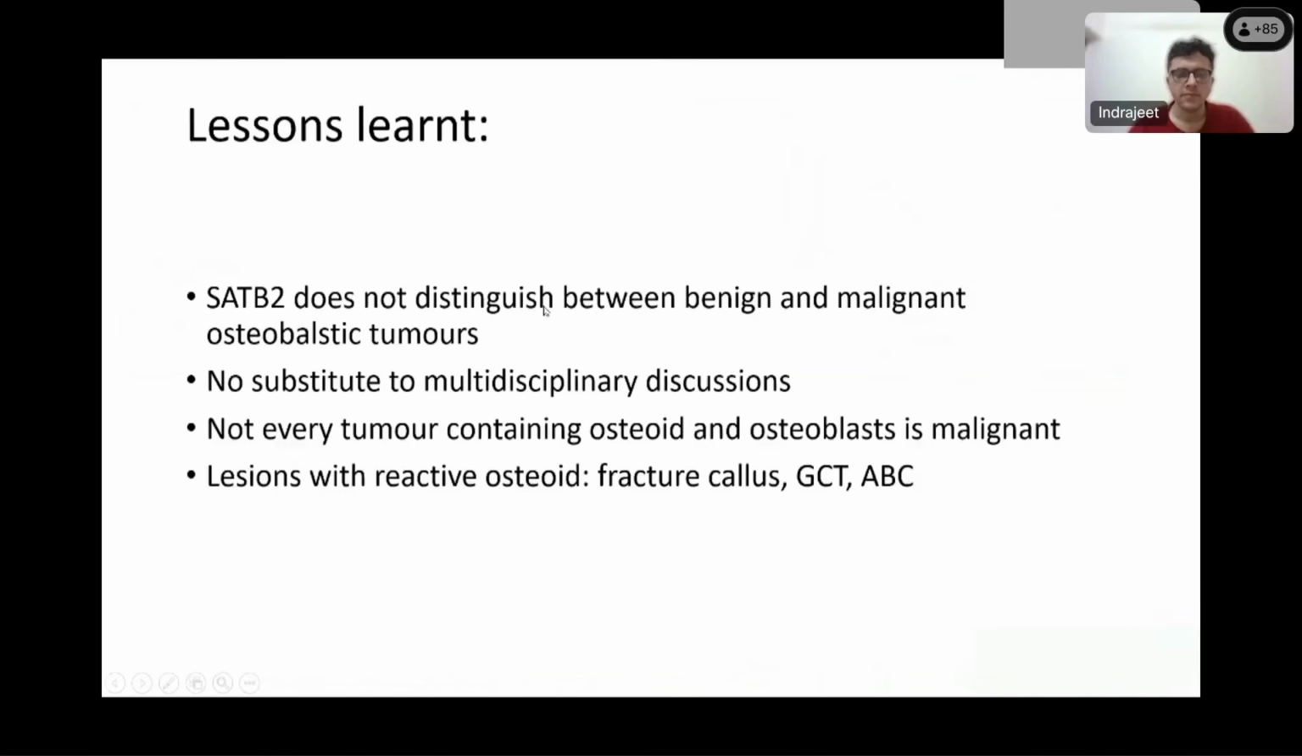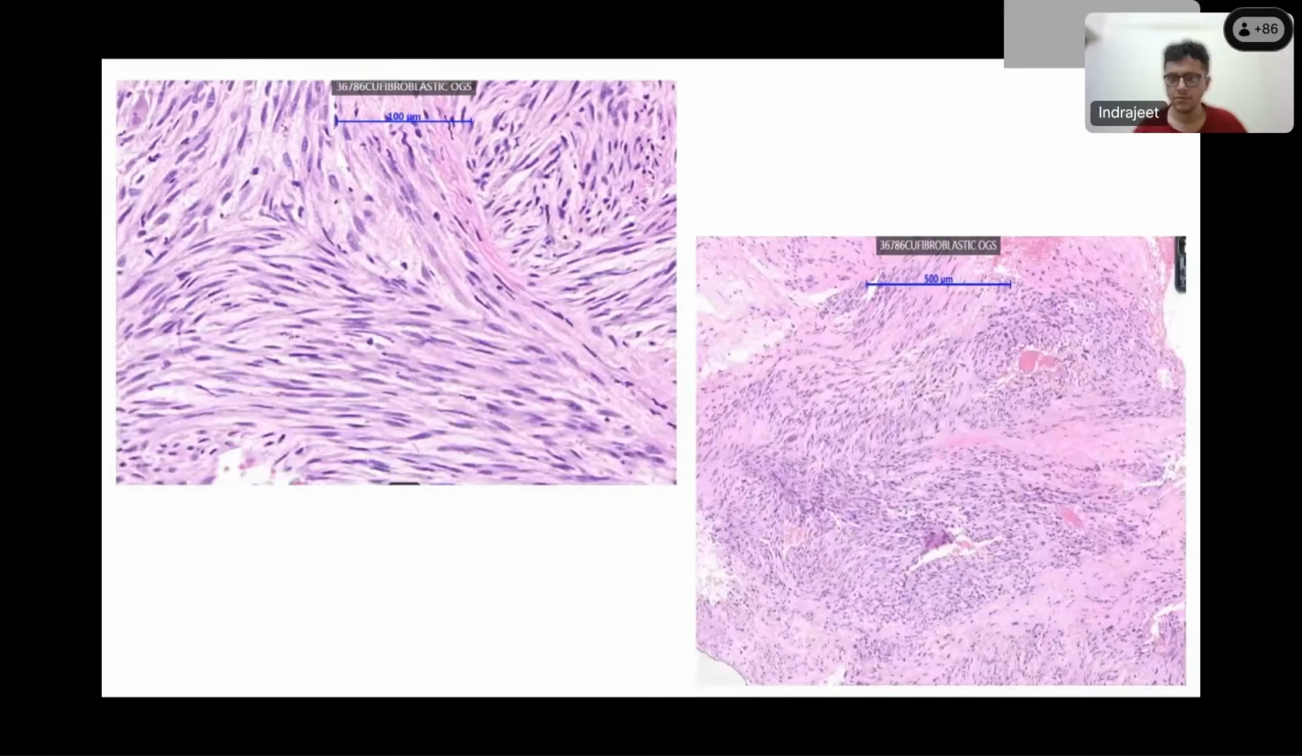SATB2 does not distinguish between benign and malignant osteoblastic tumors. So there is essentially no substitute for multidisciplinary discussions, and not every tumor which contains osteoid or osteoblasts is malignant. In lesions with reactive osteoid, you need to be extremely careful about fracture callus, giant cell tumor of bone, and aneurysmal bone cyst, which would contain abundant reactive osteoid. So you should not fall into that trap.